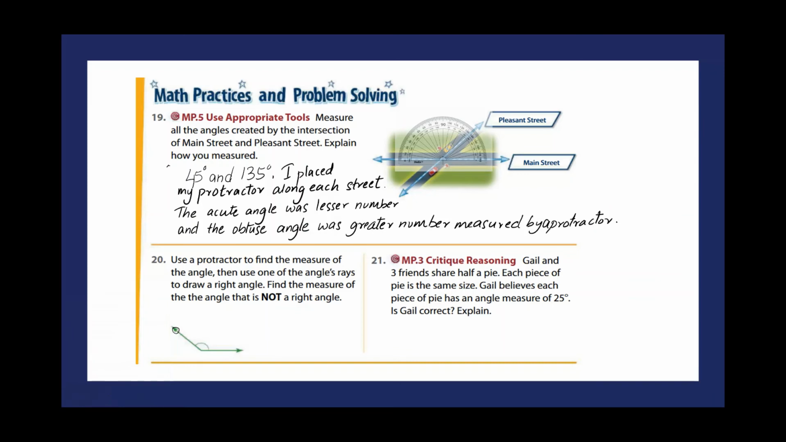Okay, now question number 20. Use a protractor to find the measure of the angle, then use one of the angle's rays to draw a right angle. Find the measurement of the angle that is not a right angle. So first we will measure this angle, and then we know that a right angle is about 90 degrees. So 140 degrees minus 90 degrees equals 50 degrees. We need to find the measure of the angle that is not a right angle.